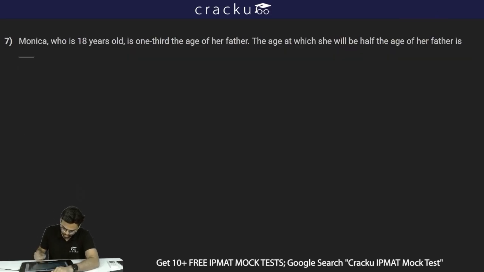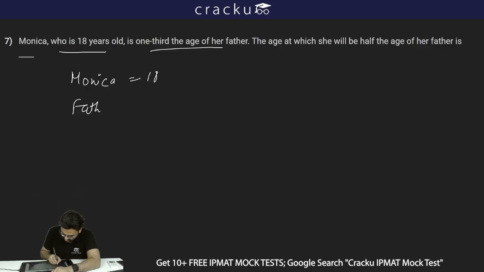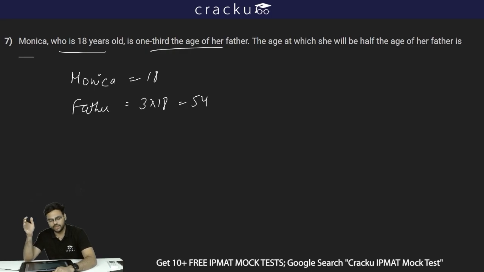Next question is saying Monica, who is 18 years old, is 1/3 the age of her father. So if Monica is 18, she is 1/3 of the age of her father. So her father will be what? Thrice the age of Monica, 3 times the age of Monica, which is 3 into 18, which is equal to 54 years old. So if Monica is 18, her father is 54 years old.